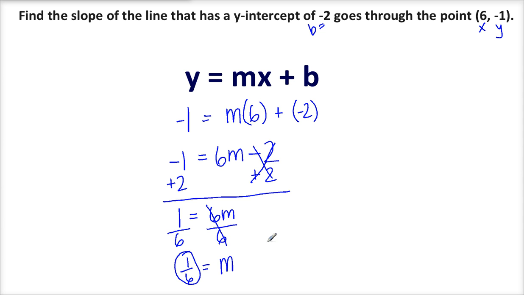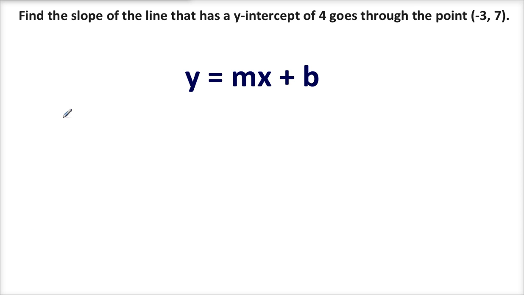If I wanted to write the equation for this line, it would be y equals m, which is 1/6 x, plus b, which is a negative 2. So this is the equation of the line being described here. Let's do one last example just so you can have some more practice. Find the slope of the line that has a y-intercept of 4 and goes through the point (-3, 7).